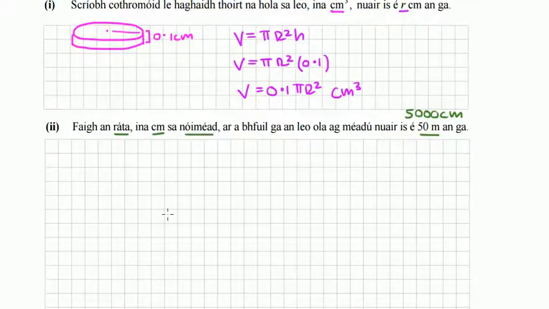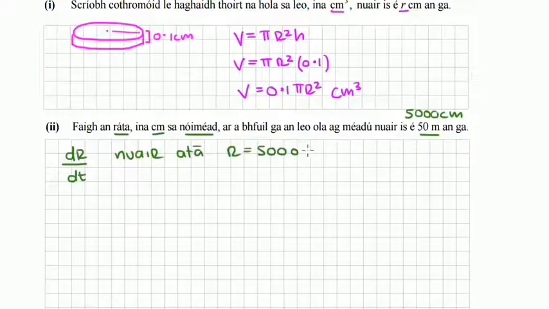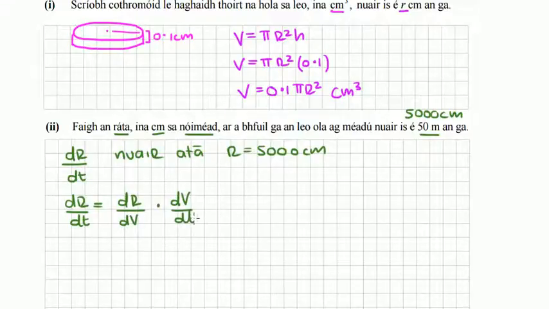So first of all, we just have to translate what they're asking us to do. The rate of change of the radius. So this is dr/dt, how the radius is changing over time, when the radius is equal to 5,000 centimeters. So dr/dt is going to be equal to dr/dV multiplied by dV/dt.